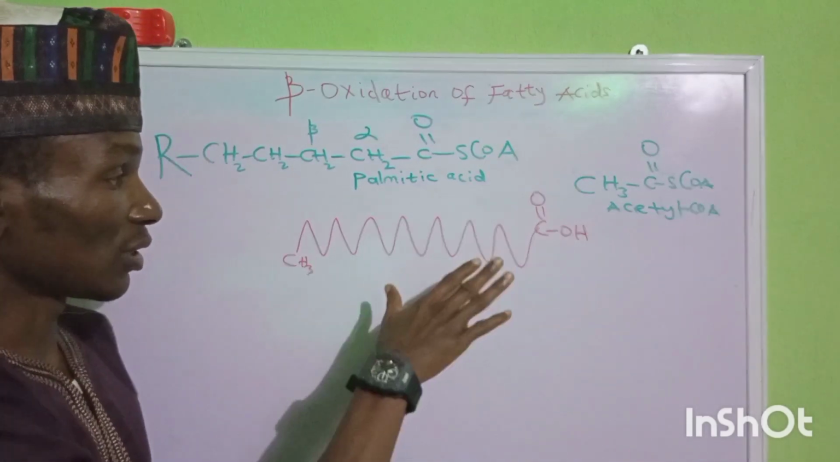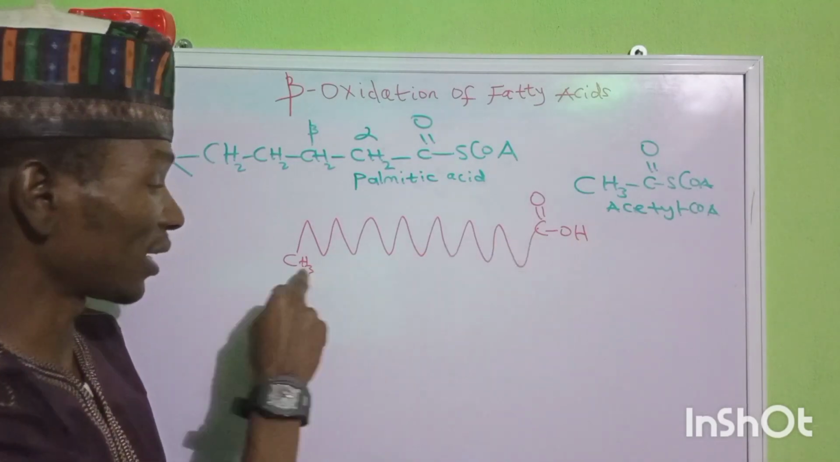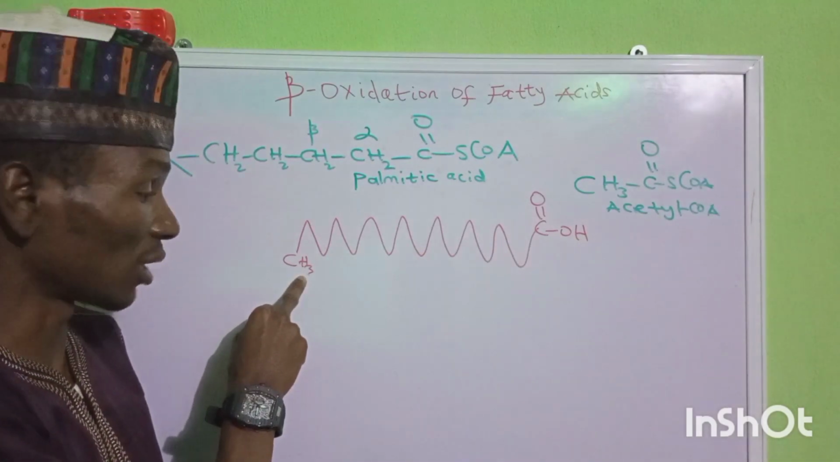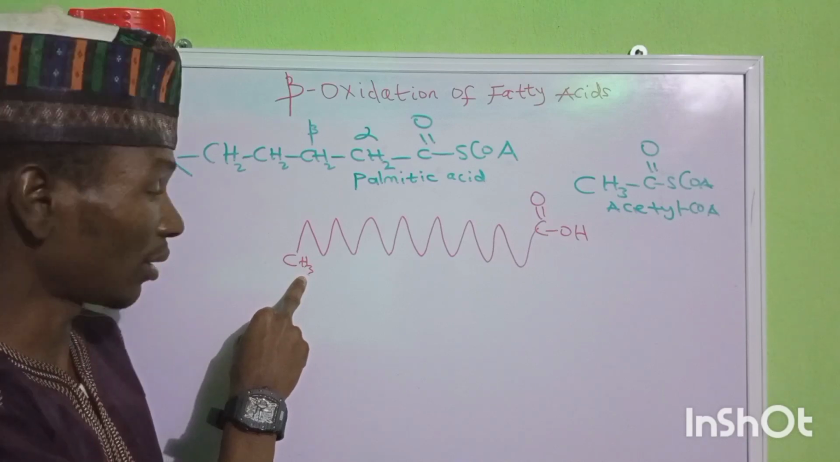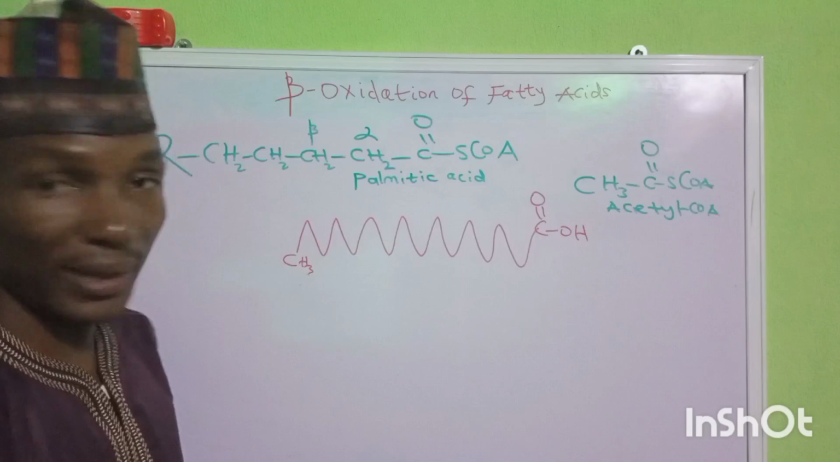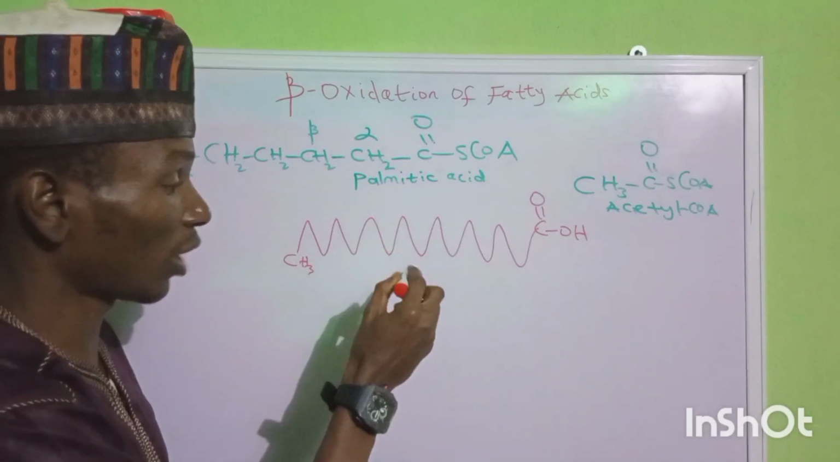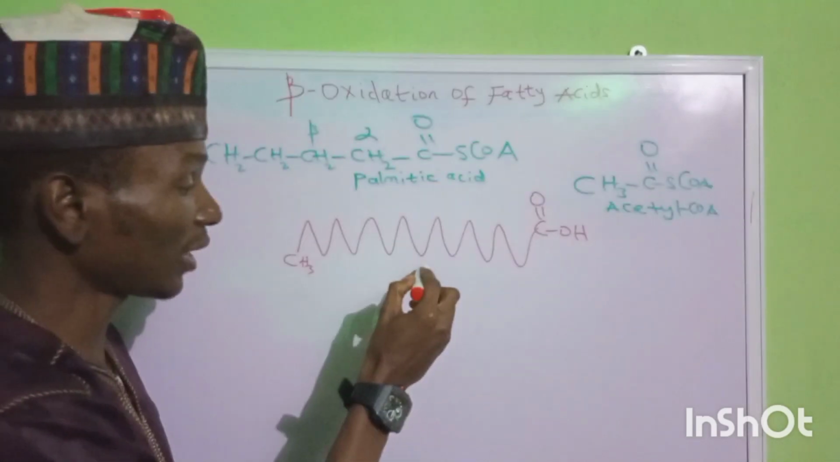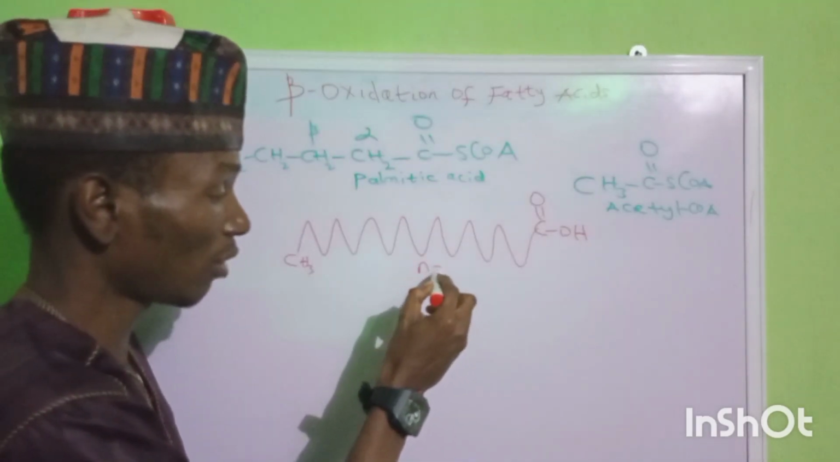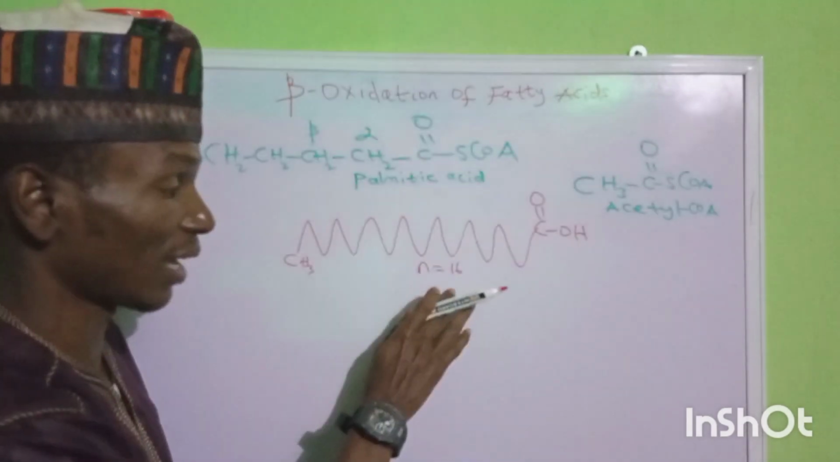Now, this is a common rough sketch of the palmitic acid. This is the carboxylic functional group, and then this is the methyl end, which is the omega carbon of it. Now, from this, to calculate the energy yield, the first thing to do is to know how many carbon atoms it has. For the palmitic acid, the number of carbon atoms is 16. It is a 16 carbon atom fatty acid.